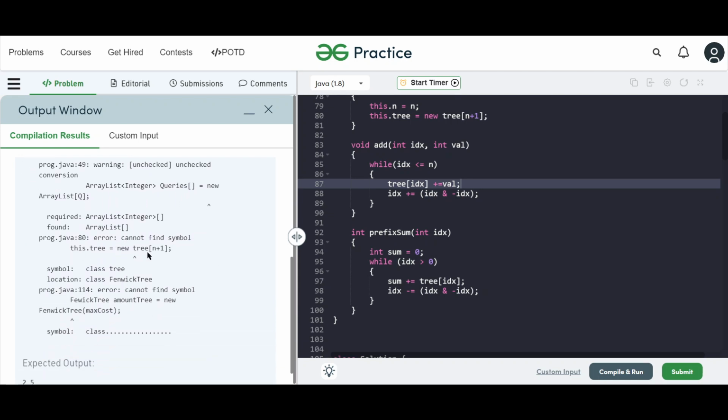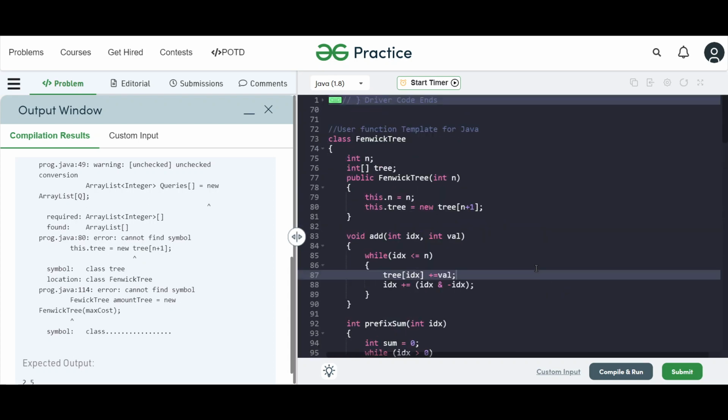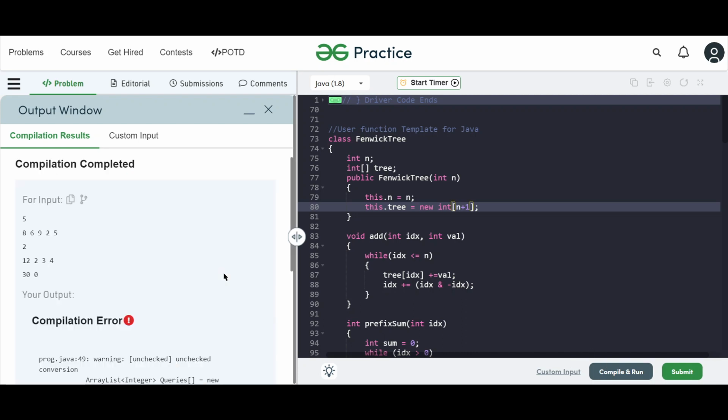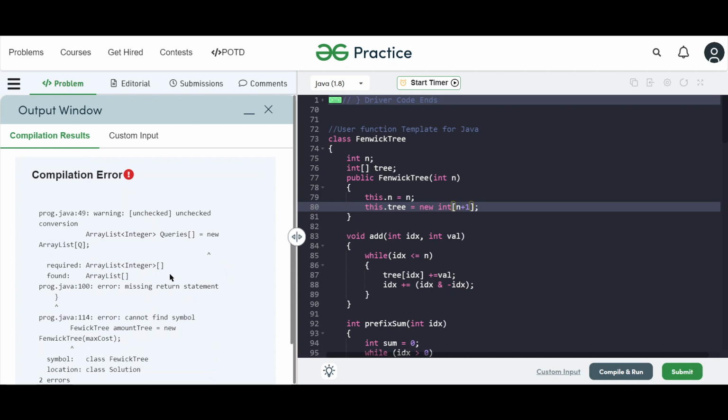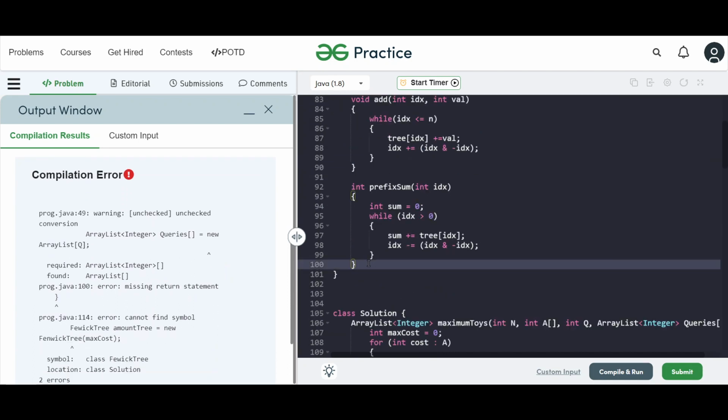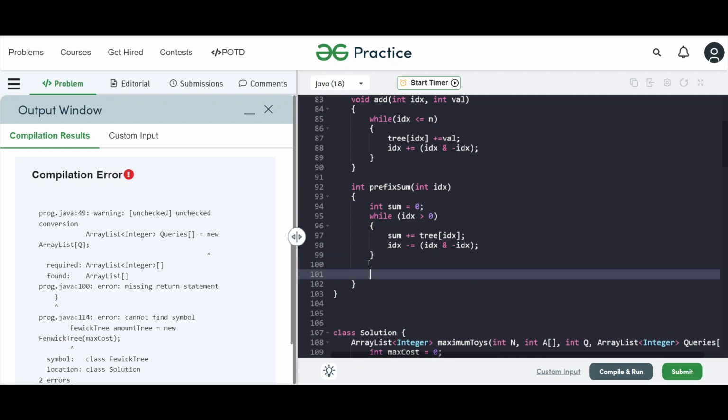New tree, line number 80. Let's look at line number 80. It has to be new int array. All right, what else? Missing return statement, line number 100. So we are missing, we have to return this sum.